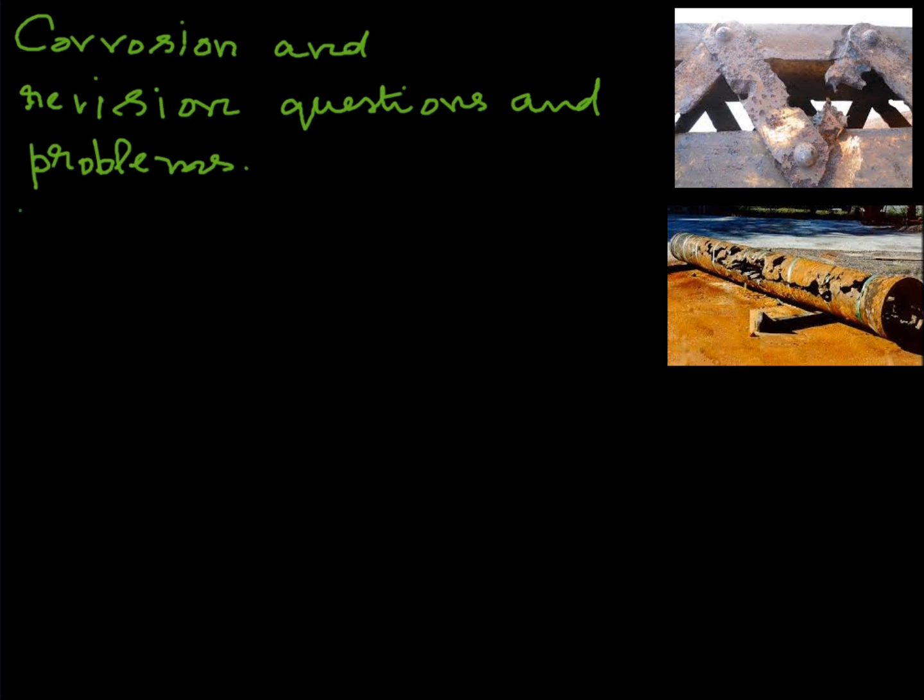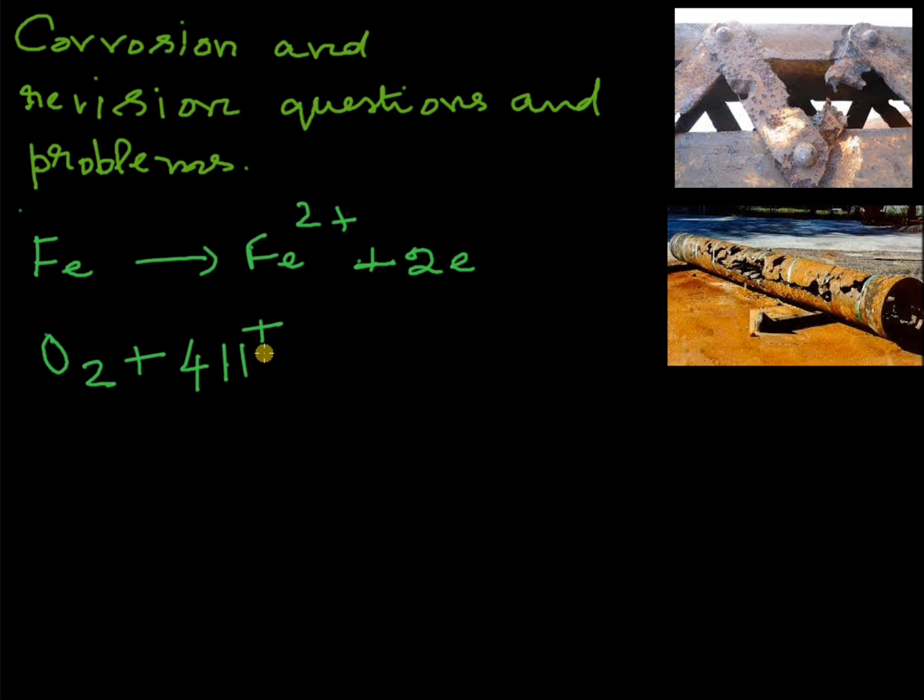In the presence of air and moisture, iron corrodes. What happens is, on the surface of the iron, a few iron atoms lose electrons and get oxidized to Fe2+. These electrons move along the surface of the metal, and in the presence of oxygen of the air, the hydrogen ions take up these electrons to form water. So how many electrons do you need? 4 electrons to form water.